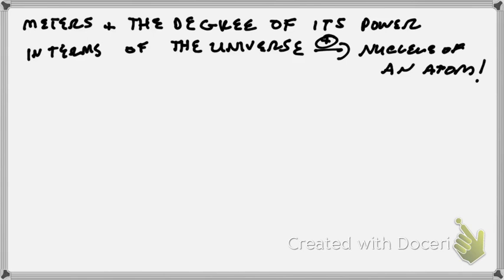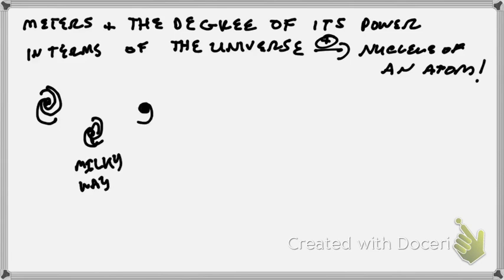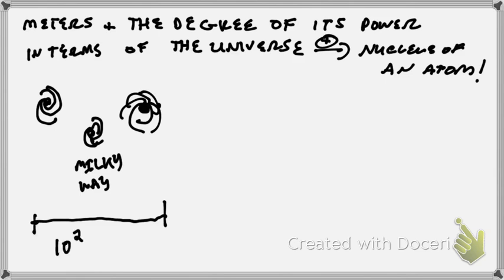All right. So let's just look at our universe, right? In our universe we have multiple galaxies, right? And then here we have what we call our galaxy, Milky Way. And here's another galaxy, right? And in terms of meters, do you know how large our universe is in terms of meters? Well, this is about 10 to the 26 meters, all right?